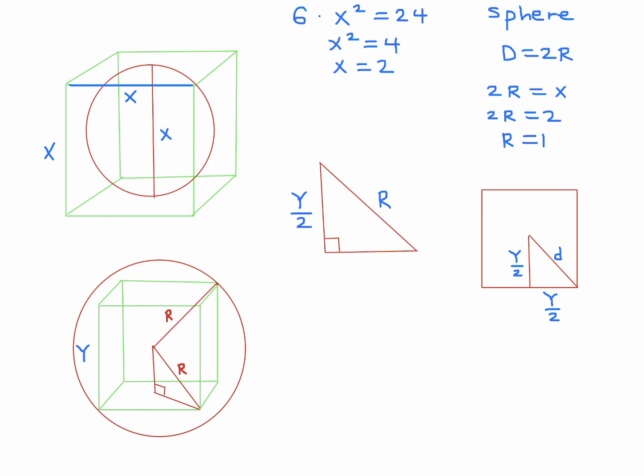We can just call it small d. So y over 2 squared plus y over 2 squared is equal to small d squared. So this looks like y squared over 4 plus y squared over 4. So that's 2y squared over 4.